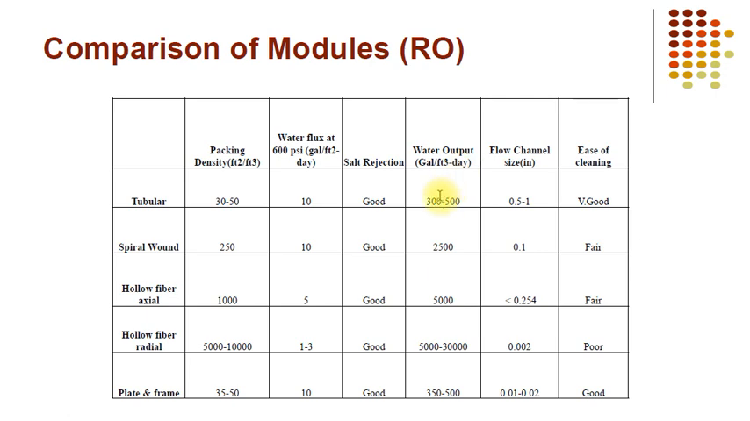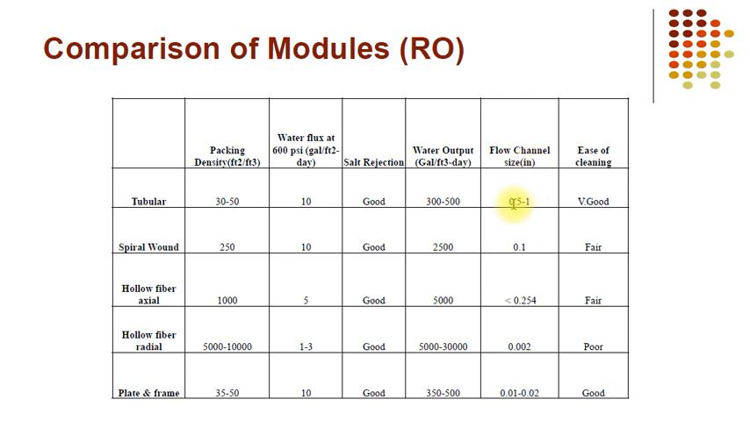And the minimum water output comes from the tubular module and the plate and frame module. That's why these two types of modules are used in lab scale setups only, not in commercial scale setups. Okay, now the water flow channel size, why is this important? Because this data will depend upon how much pressure drop occurs across the membrane.